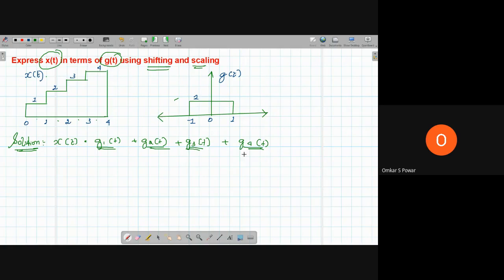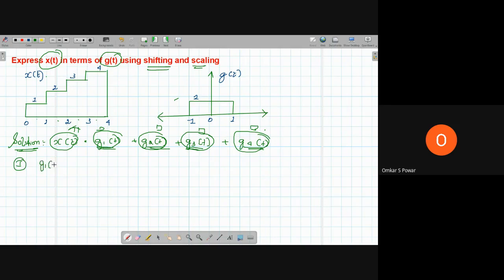I told you x of t is a big house. Using these small boxes of Legos, we are building this house. These are all the small bricks, and this is the big house. So we have to find out how to express these small bricks. I will make this problem simple.